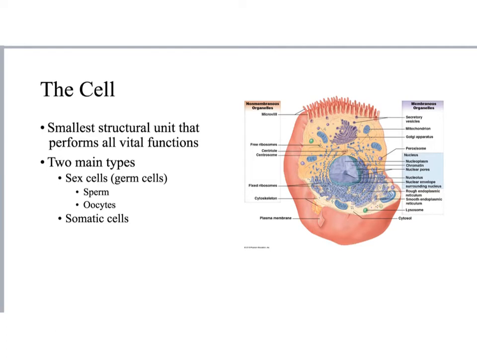And there's two main types of cells in the human body. We have sex cells, which we also call germ cells. And of course, you know them as maybe sperm and eggs. The proper anatomical term would be oocytes for the female germ cells. And then anything that's not a sex cell or germ cell, we would call a somatic cell. And you're going to see this word somatic probably multiple times during the course.